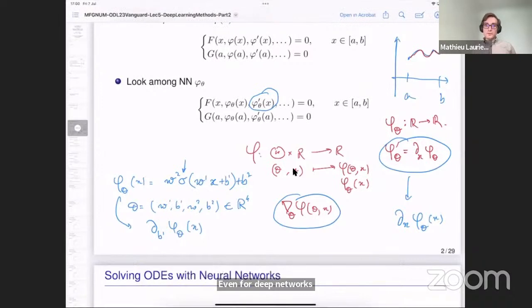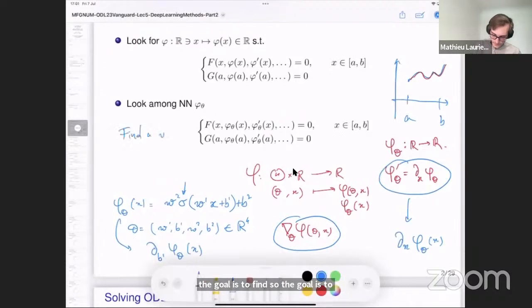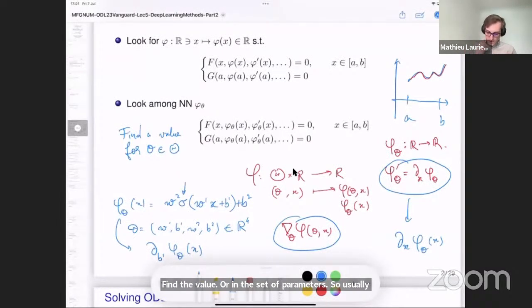So this is the idea behind using a neural network here, but there is one question. The next question is, well, how do we train this neural network, right? So now the goal is to find the value for theta in the set of parameters. So usually it will be R to some power. The power is the number of parameters, for example, R4, such that this holds, or maybe this holds approximately, because maybe you cannot make it exactly equal to 0. You have some approximation error.